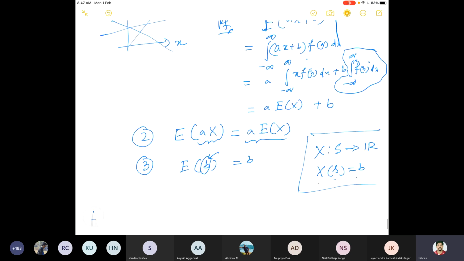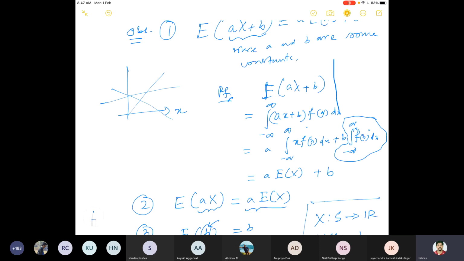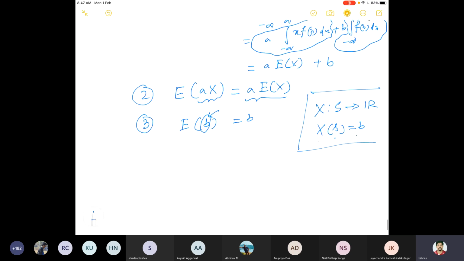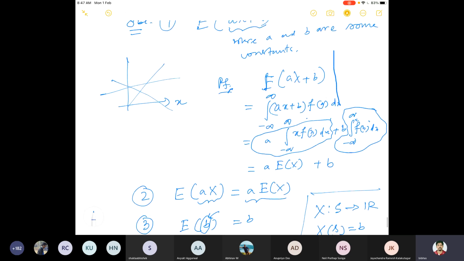If you just use the formula here and put a equal to 0, the small a, the scalar, equal to 0, then you have the same proof. This part will just vanish. So you have the same thing, and I'm not changing anything. So you just have it equal to b.